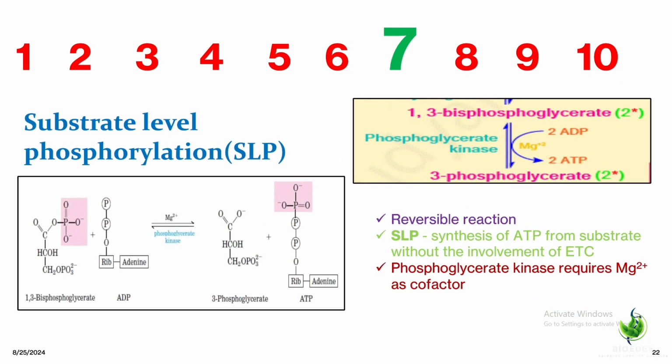Step 7 involves substrate-level phosphorylation where ATP is synthesized from the substrate, 1,3-bisphosphoglycerate, without the involvement of the electron transport chain. Here, a phosphate group is transferred from 1,3-BPG to ADP, forming ATP.